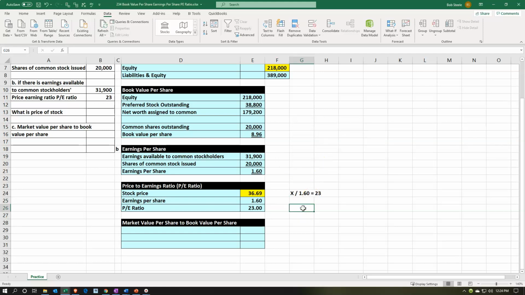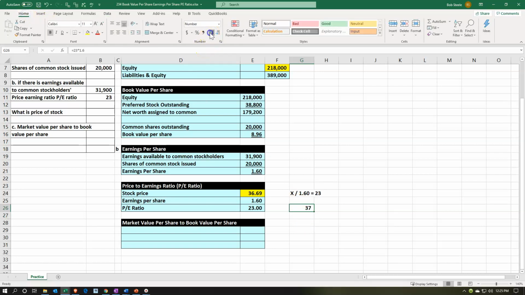Now notice you might get something that's slightly different than if you did the algebra this way, which is equal to 23 times 1.6. And you get 37. If I add decimals, you get 36.8 versus 36.69. Why? Because I rounded this to 1.6, and the real number, we see on the home tab numbers, is 1.595, right? So then I'd have to say, okay, how about 1.595 if I did this in a calculator, to get to the proper end result.